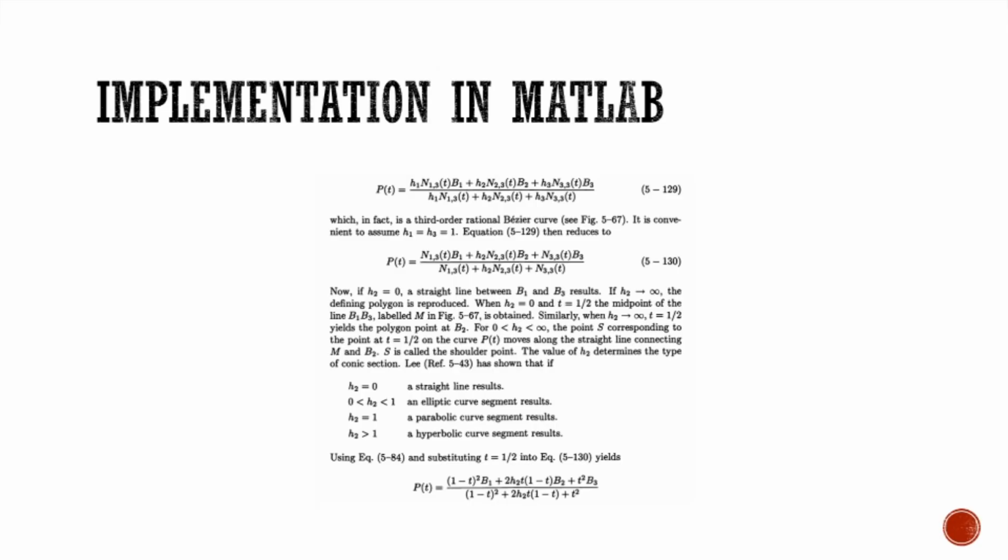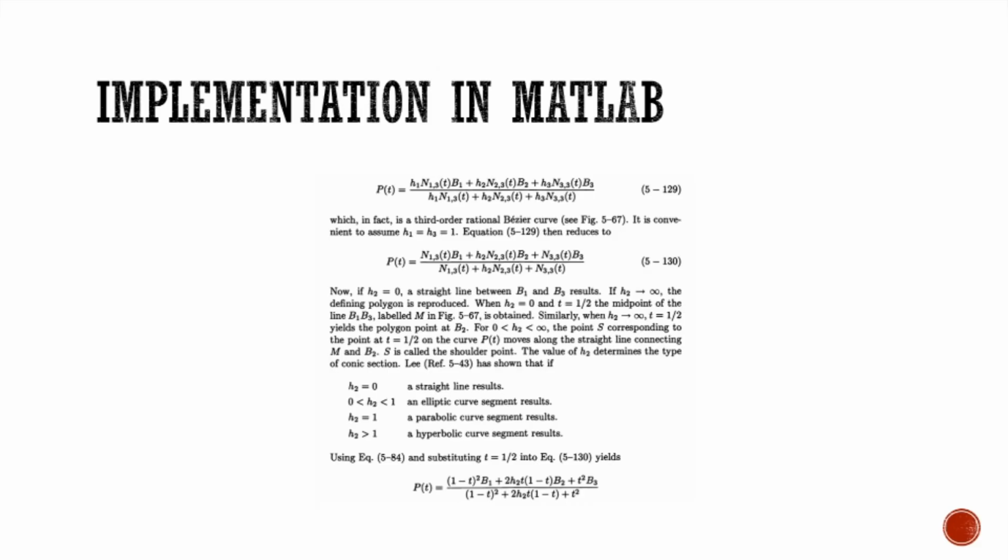Now the implementation in MATLAB. P of t equal to h1 of n1 comma 3 of t of b1 plus h2 of n2 comma 3 of t of b2 plus h3 of n3 comma 3 of t of b3, divided by h1 of n1 comma 3 of t plus h2 of n2 comma 3 of t plus h3 of n3 comma 3 of t, which in fact is a third order equation of the Bezier curve.